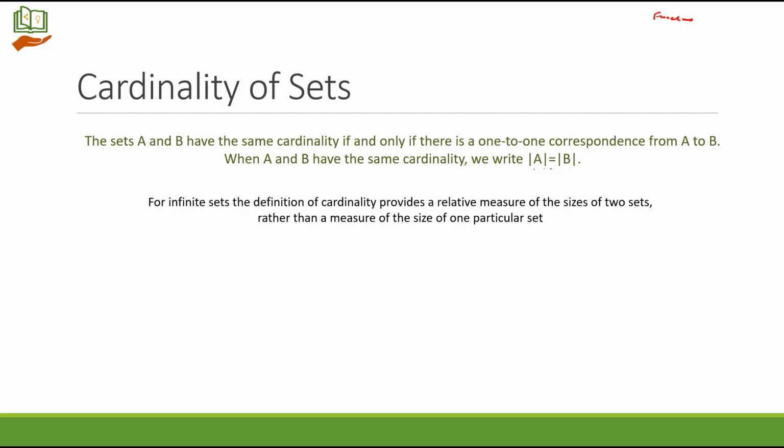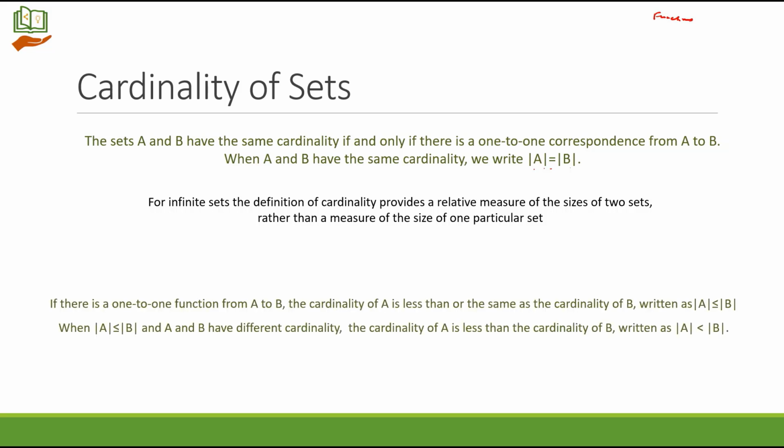But in the case of infinite sets, the definition of cardinality provides a relative measure of the sizes of two sets rather than a measure of the size of one particular set. Relative measure in the sense that we can say one set's cardinality is less than or equal to the other set's. Only in terms of comparison, this relative measure can say which set has more elements and which set has fewer elements.